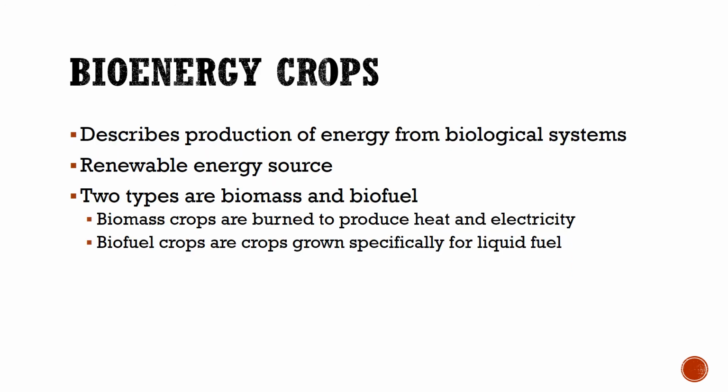Types of bioenergy crops. We have biomass and then biofuel. So it's really important to know the difference between the two. Biomass crops are just crops that are burned to produce heat and electricity. Biofuels are grown just for their liquid fuel, specifically for their liquid fuel. So this is going to help us have more renewable resources than we do today.